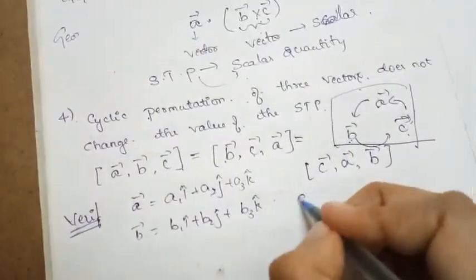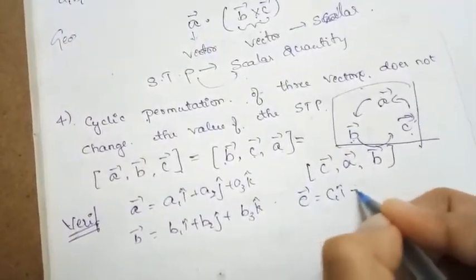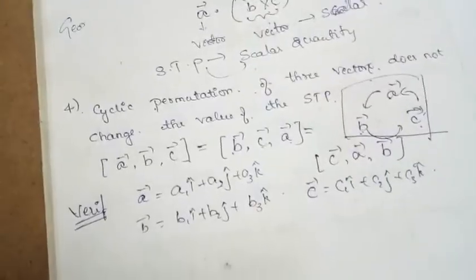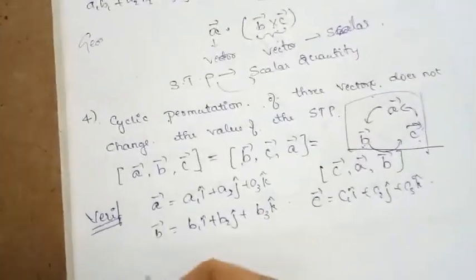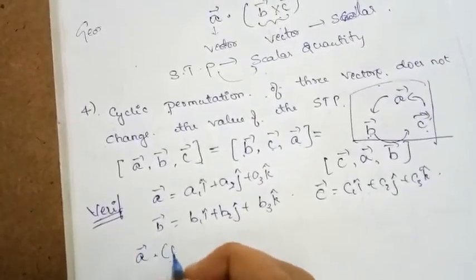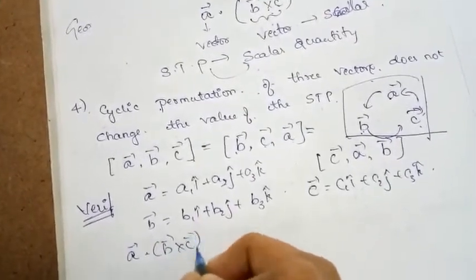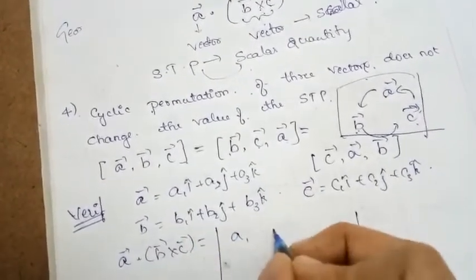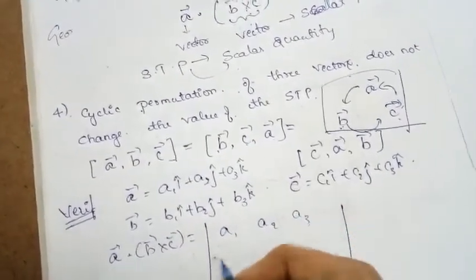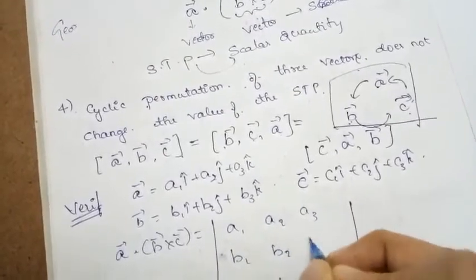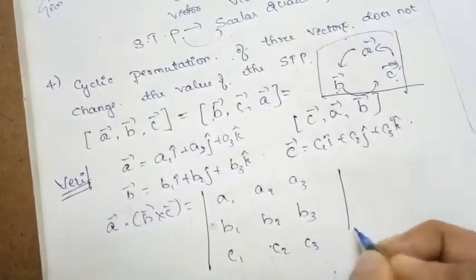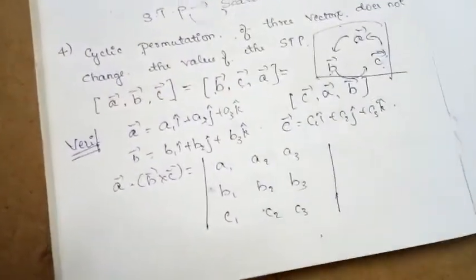Now again vectors c1 i cap, c2 j cap, and c3 k cap. All these are components of three vectors. So we know that vector A dot vector B cross C is nothing but the determinant whose first row is the components of the first vector a1, a2, a3, second row the components of the second vector b1, b2, b3, and third row the components of the third vector, as I explained here already. So you can see here.